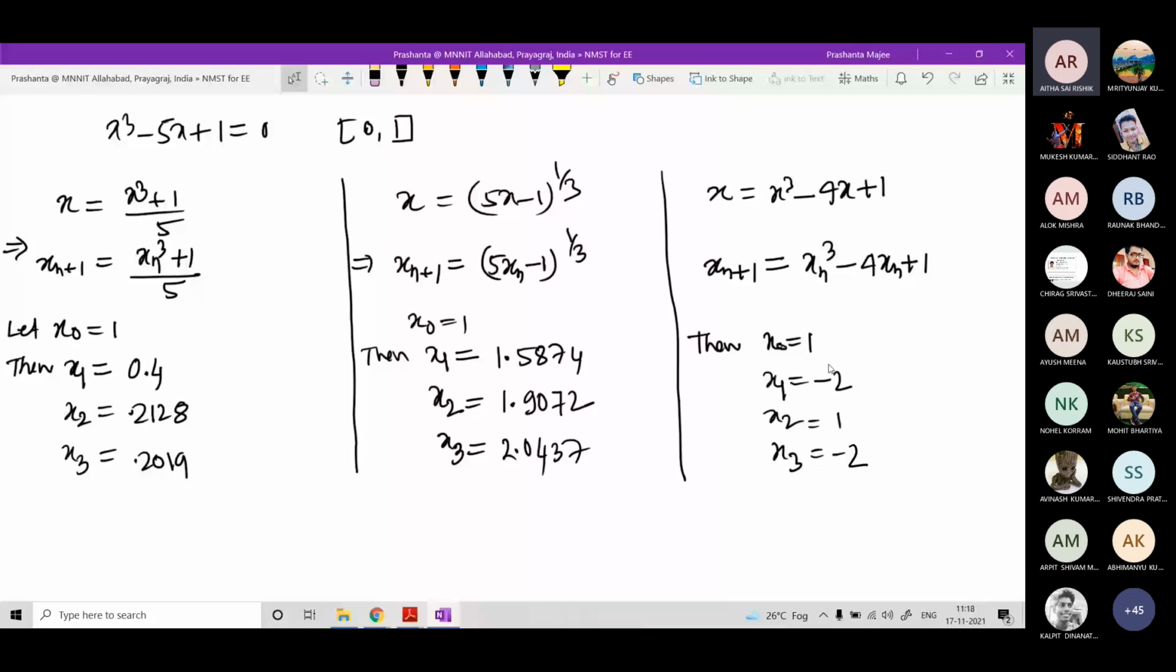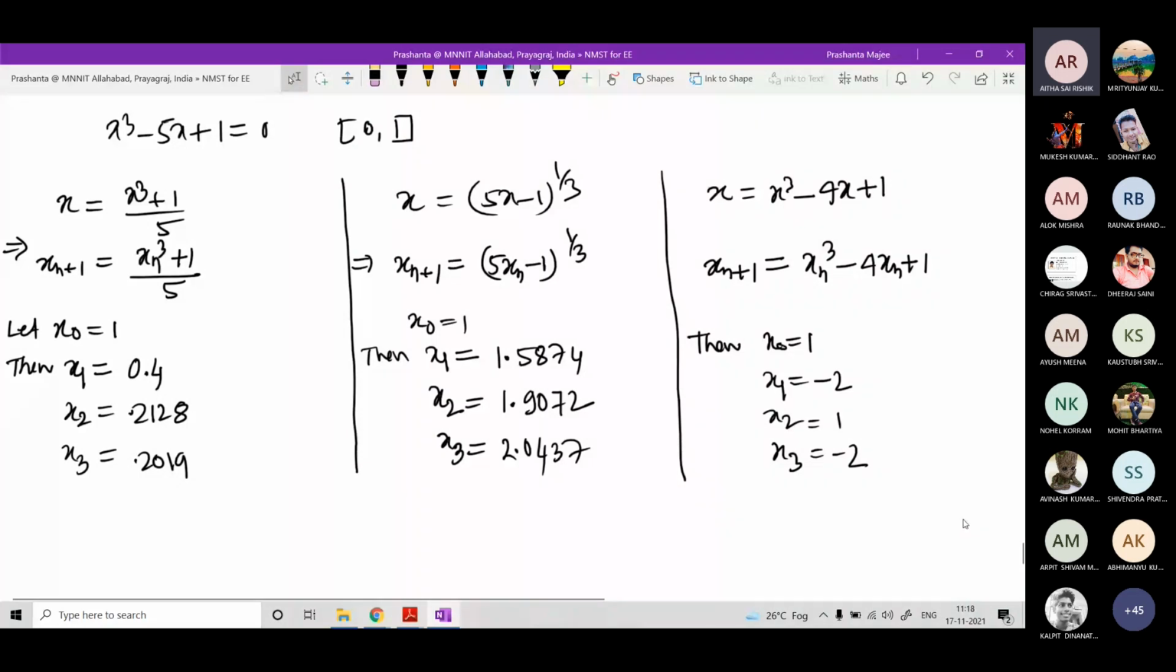In the first representation, it is moving towards the root in the interval 0, 1, which we aimed for. In the second representation, it is not converging towards the root in the interval 0, 1, but it is rather converging towards the root outside of 0 and 1. And in the third case, it is not converging to anything at all, is it not? Yes, sir. It is not converging to anything at all.